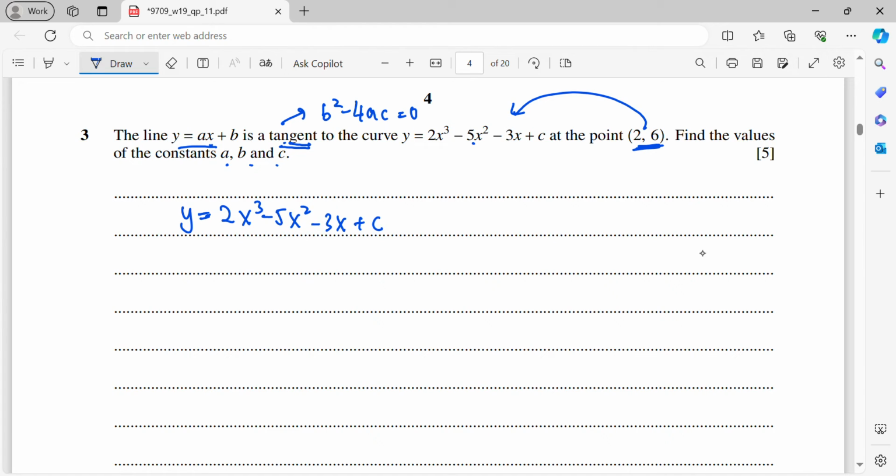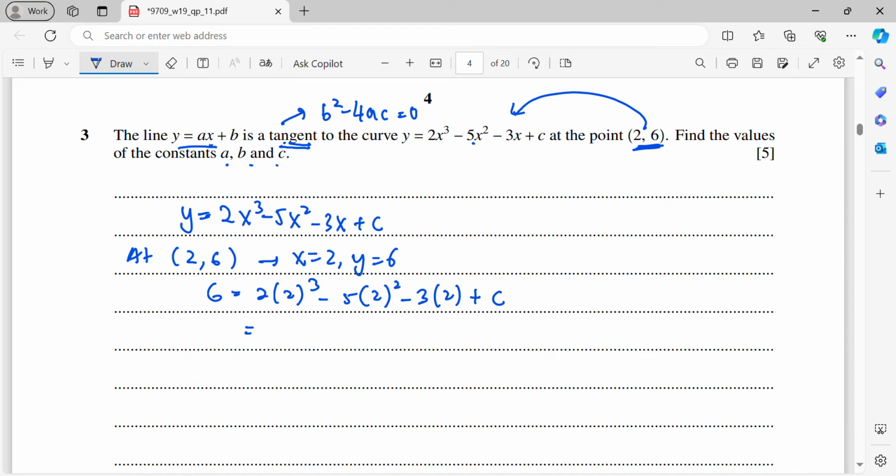Okay, then now I will just write at the given point 2, 6. That means your x is 2, the y is 6. So now I will just replace. That means you'll be getting 6 equals 2 times 2 cubed minus 5 times 2 squared minus 3 times 2 plus c. Then from here I can find the c.